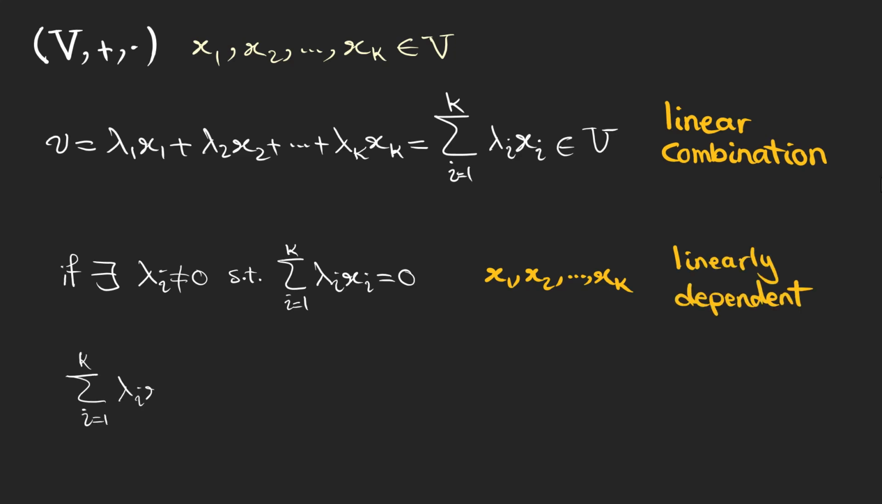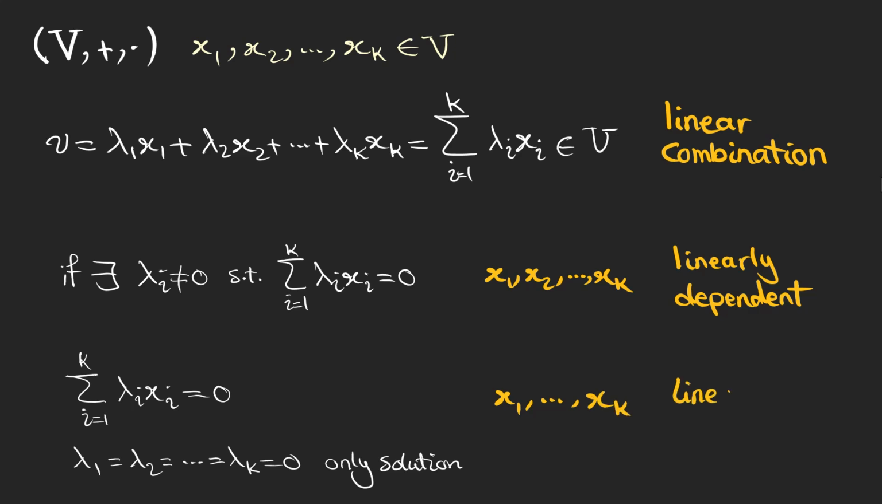On the other hand, if for this linear combination to go to 0, the only possible solution is for all the lambdas to be 0, this set of vectors is linearly independent, and there is a linear independence, meaning that we cannot write any of the vectors in terms of the others.